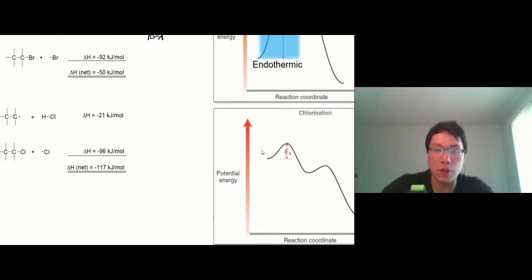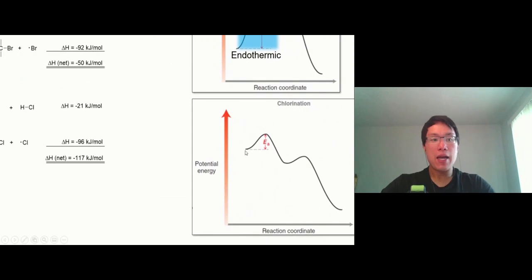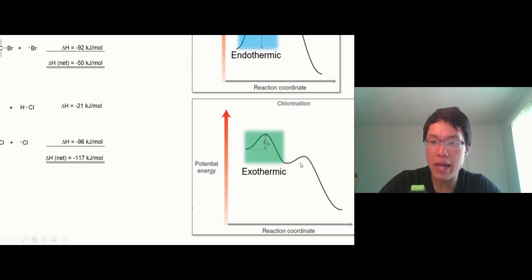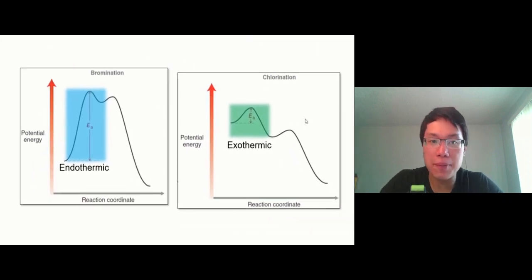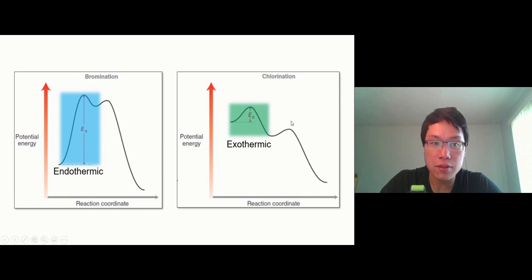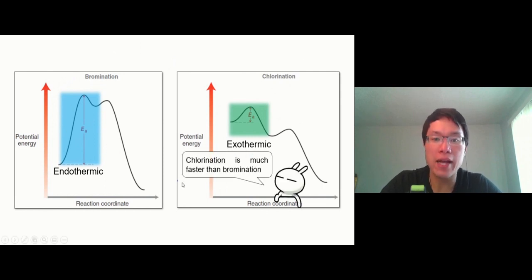Let's take a look. The energy difference between the starting material and the intermediate in the first step, from here to here, is negative 21 kilojoules per mole. Activation energy is small. The second step, the energy difference is big, negative 96. Activation energy is also small. Now compare the activation energy between bromination and chlorination. Who's faster? Totally bromination.